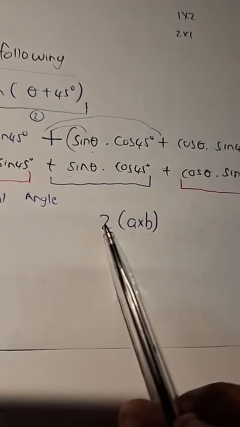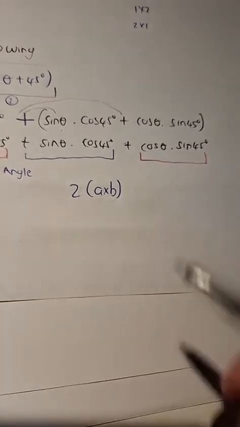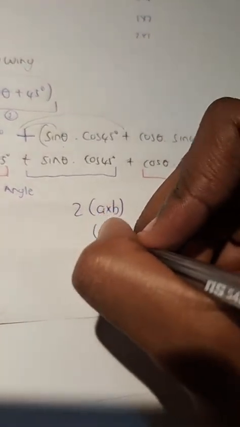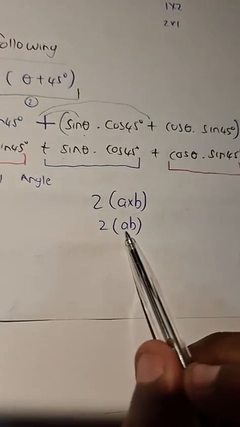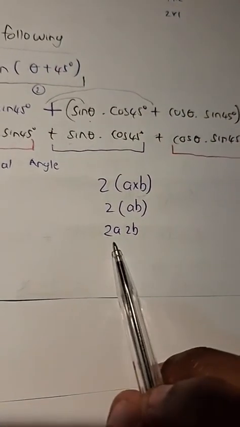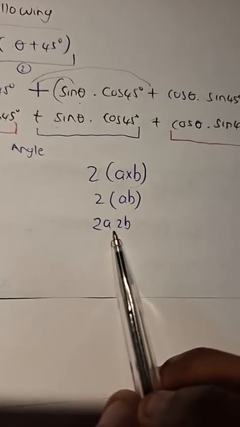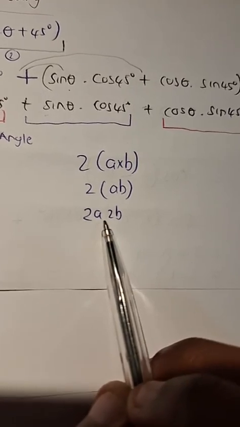Omolimo, if you have 2 outside the bracket and you have a times b, remember a times b is ab. When you take the 2 and distribute inside the bracket, do you say the answer is 2a 2b? Do you say that? Were you doing that in grade 8 and grade 9 and grade 10?